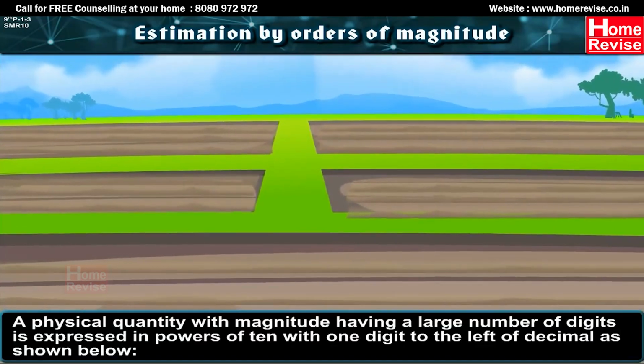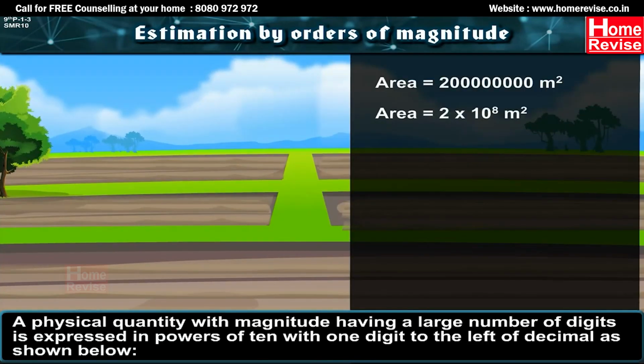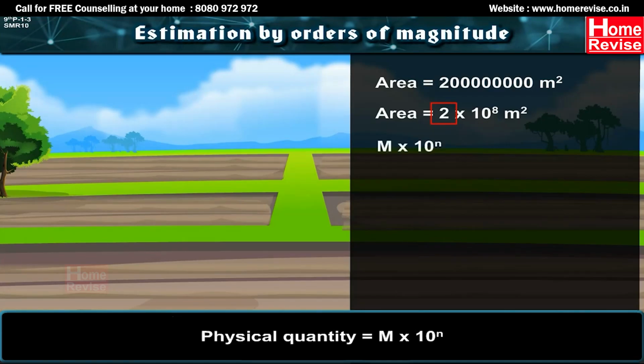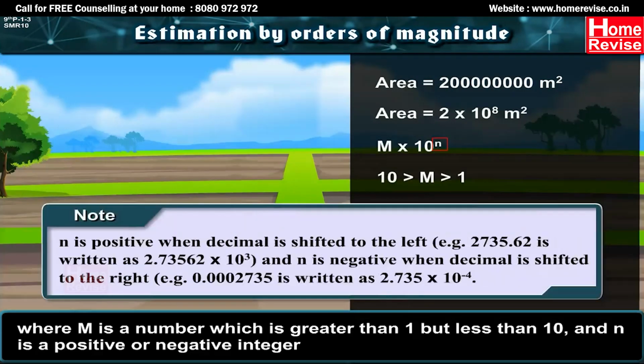A physical quantity with magnitude having a large number of digits is expressed in powers of 10 with one digit to the left of decimal as shown below. Physical quantity is equal to m into 10 raised to n, where m is a number which is greater than 1 but less than 10, and n is a positive or negative integer. Note, n is positive when decimal is shifted to the left.